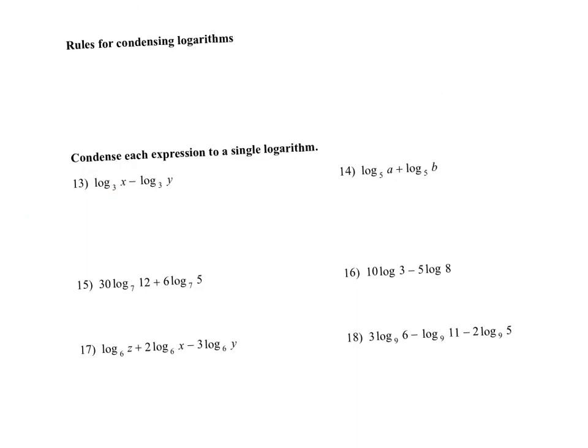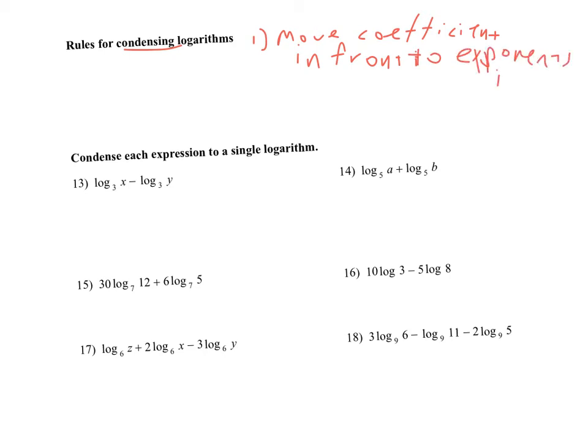All right, so now we're going to work on our new problems, which is called condensing logs, which is really kind of just the opposite of what we were doing before. So we're going to look at this as 2 steps. The first step is to move the coefficients in front to exponents inside. And so that's kind of our last step on the previous page when we're doing the expanding. So this is going to be the first step when we do these ones.